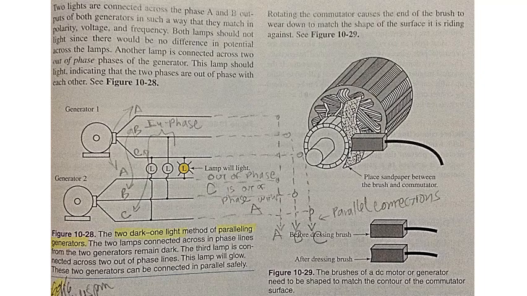Another lamp is connected across the two out-of-phase phases of the generator. This lamp should light, indicating that the two phases are out of phase with each other. For this, see figure 10-28.